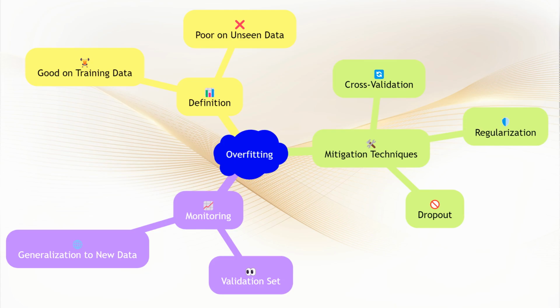Overfitting occurs when a model performs well on training data but poorly on unseen data. This is a common challenge in model training. Techniques like cross-validation, regularization, and dropout can help mitigate overfitting. It's essential to monitor the model's performance on a validation set to ensure it generalizes well to new data.